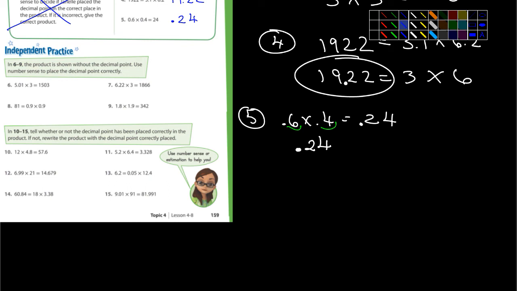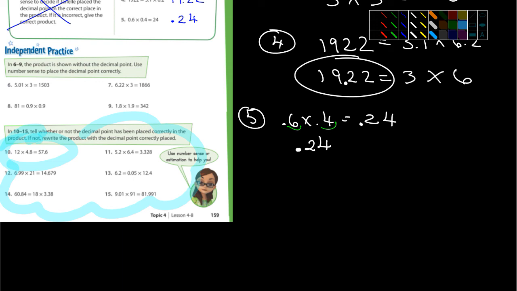Yeah, 6 through 9 looks like the same thing. And then 10 through 15, if you take a look at that, they're asking you if the decimal is in the right place. It may not be. And it says, if not, rewrite the product, that's the answer, with the decimal point correctly placed. So, for example, number 10, if the answer is 57.6, then you would just rewrite it.